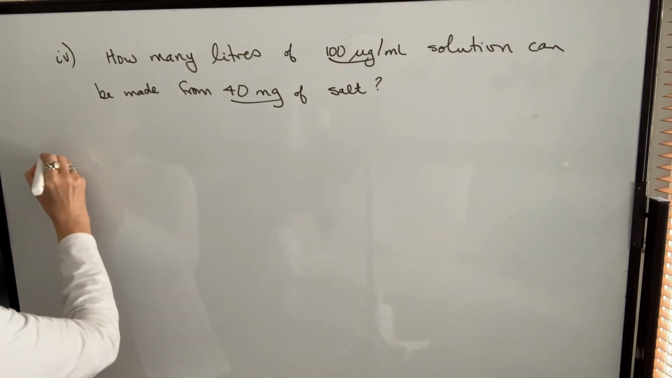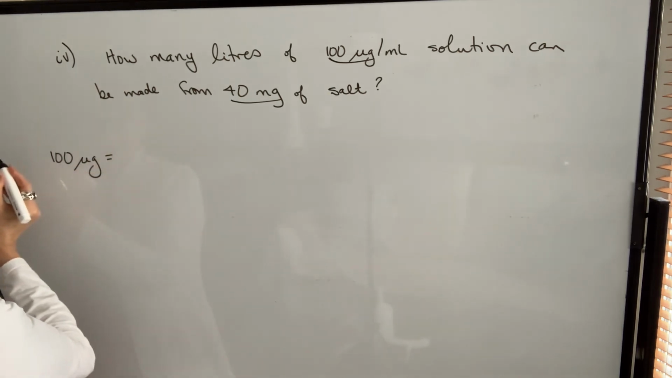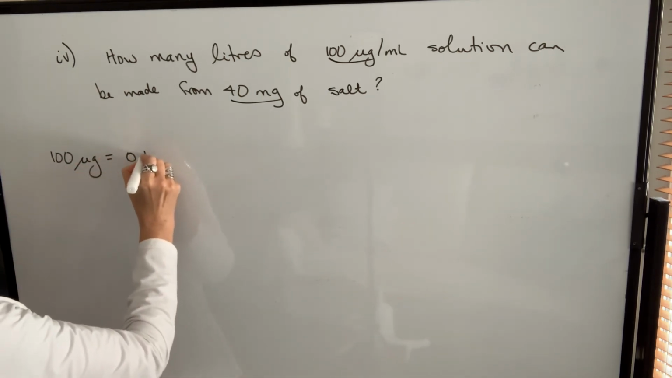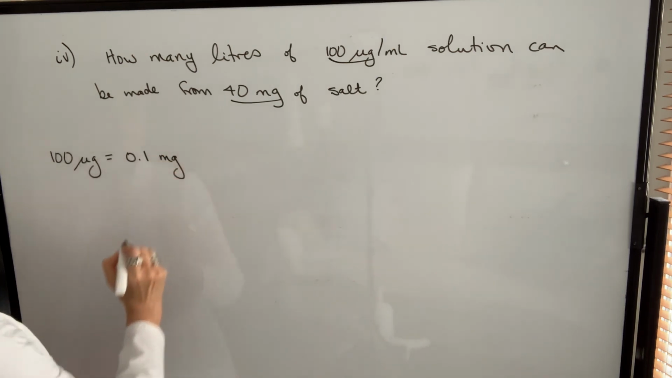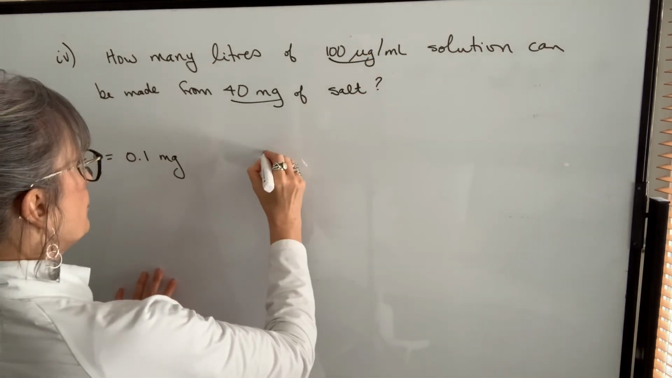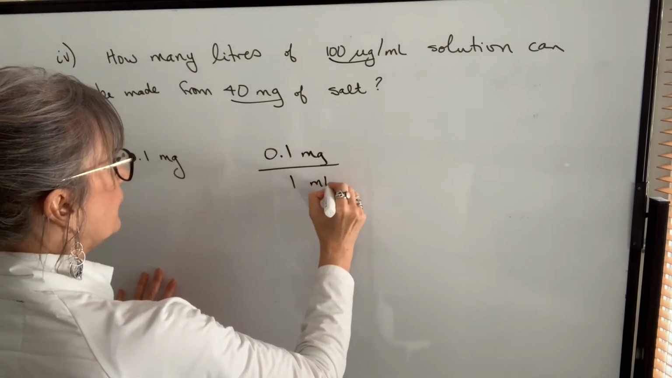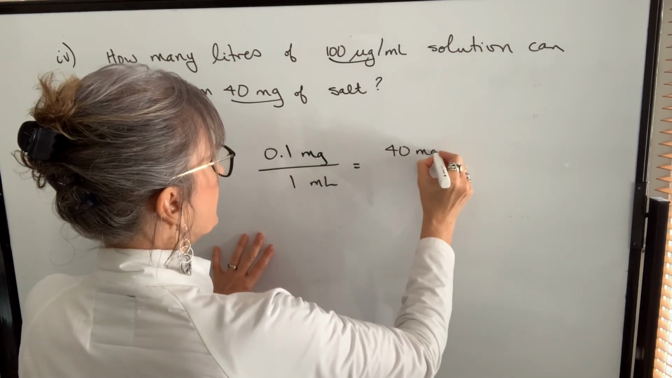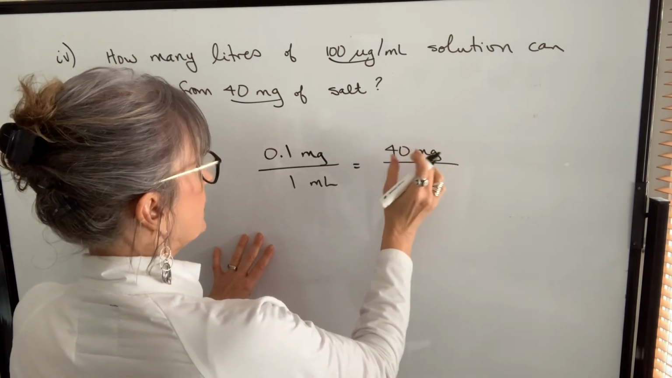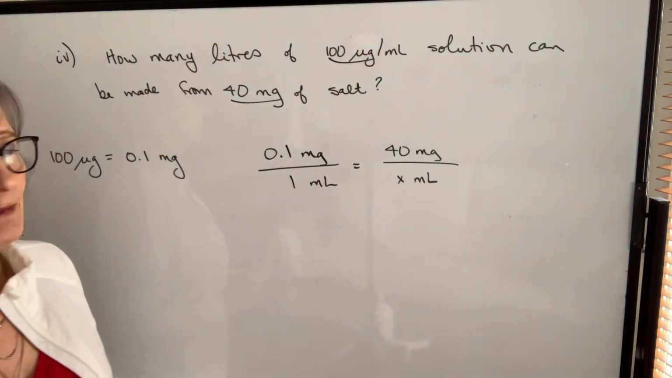I'm going to change micrograms to milligrams. I'm going to divide by 1,000 to move my decimal point 3 places. So that would be 0.1 milligrams. So my concentration will be 0.1 milligrams in 1 milliliter of volume. If I've got 40 milligrams of my solute, how many milliliters of solution can I make?